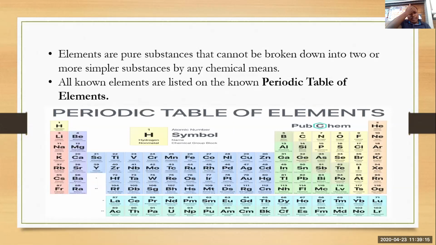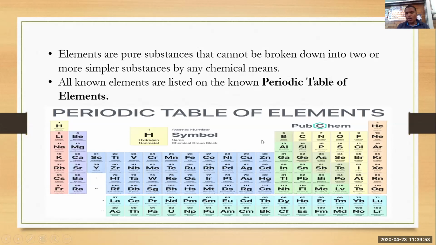Elements, like we discussed, are pure substances. That means they cannot be broken down into two or more simpler substances. You can't take an element and break it down by any chemical means. It's a pure substance, a naturally occurring substance. And all known elements are listed on the known periodic table of elements. So this table here, which is similar to the one that I just made a demonstration on, is referred to as the periodic table of elements.